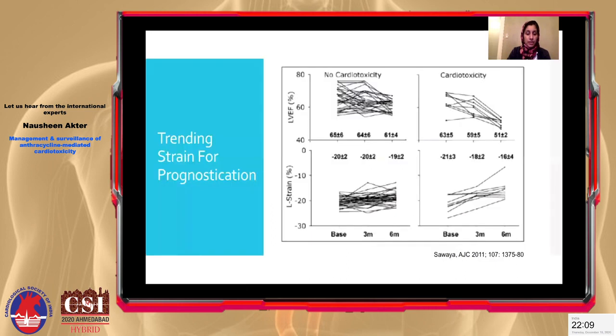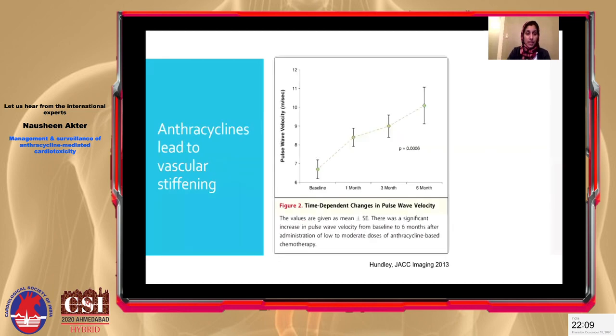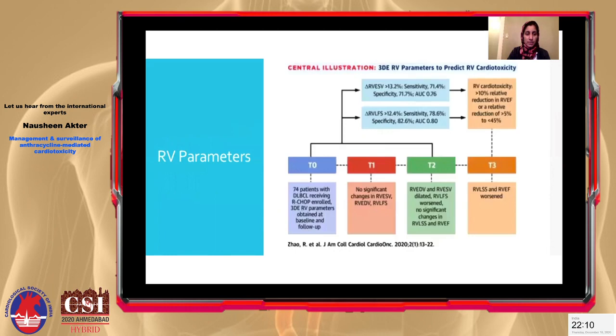Dr. Scherer, Crosby, and colleagues found that monitoring global longitudinal strain by speckle tracking could identify patients at risk for anthracycline toxicity before a drop in ejection fraction. Anthracyclines have also been noted to lead to vascular stiffening, as demonstrated in this elegant study, which looked at pulse wave velocities in the aorta in patients treated with anthracycline.